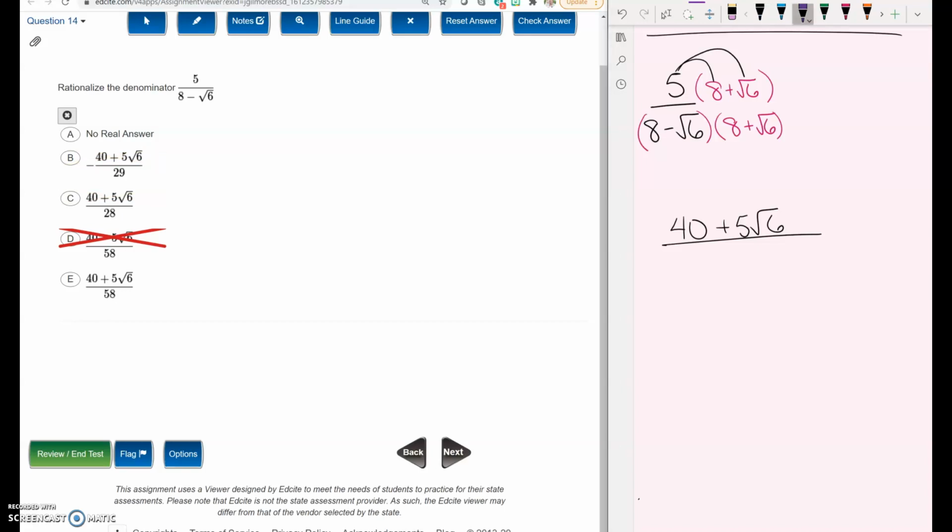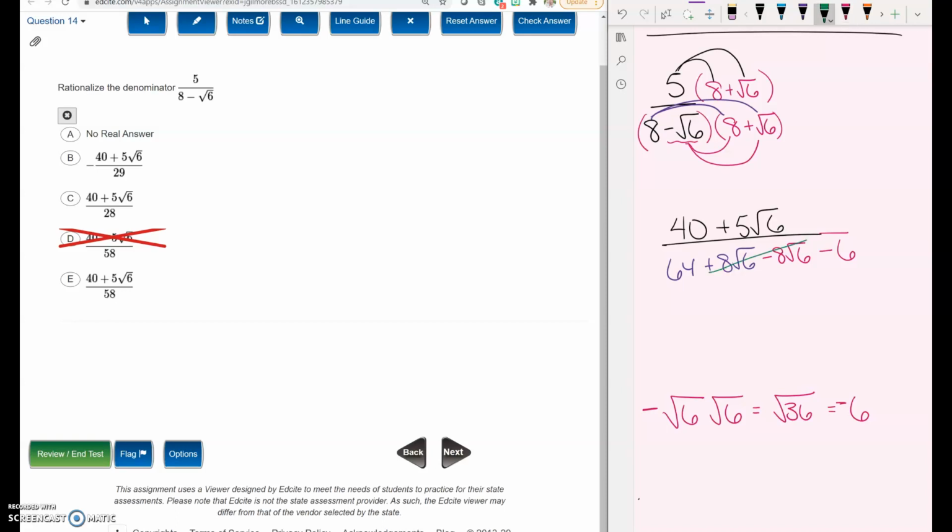Okay, on the bottom we double distribute. 8 times 8 is 64. 8 times the square root of 6 is 8 square root 6. Negative square root of 6 times 8 is negative 8 square root of 6. And negative square root of 6 times the square root of 6 is negative 6. Remember, when you do the square root of something times the square root of something, that's the square root of 36, which is simply 6. And because there was a negative in front of that, it's going to be a negative 6.